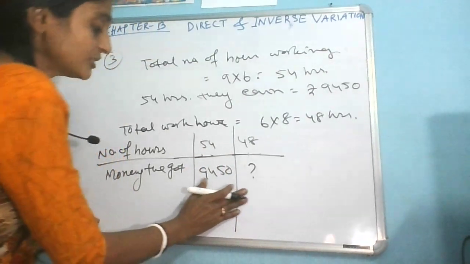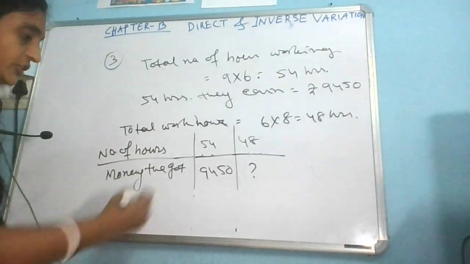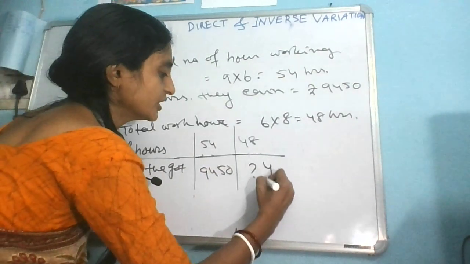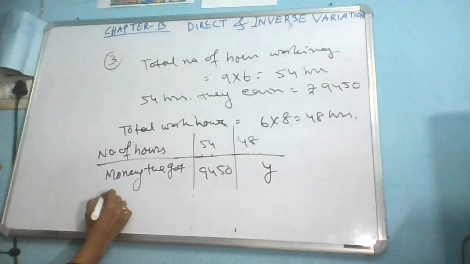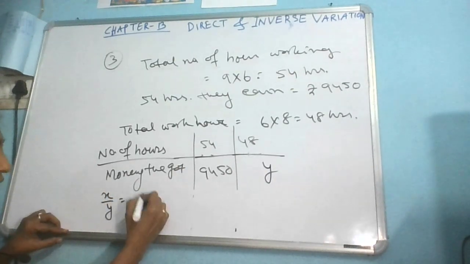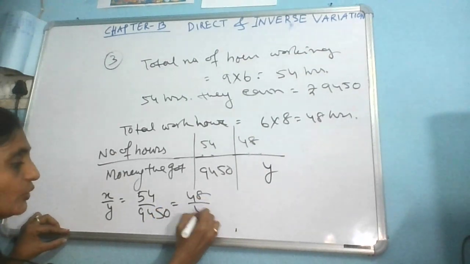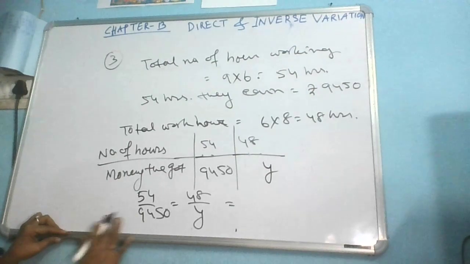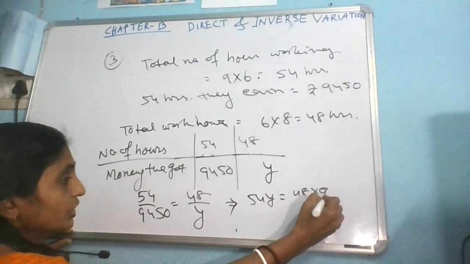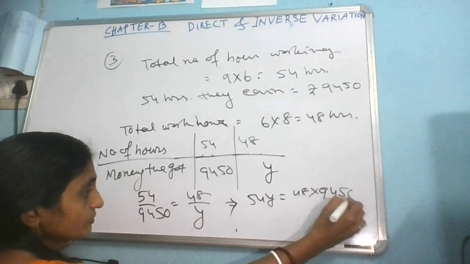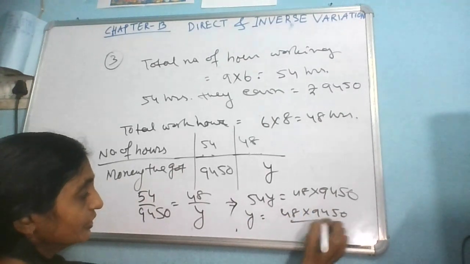So that means here which situation are we going to follow? Here we are going to follow that direct relation. So let's find out how much. If I am considering this one as y, so what will I get? In case of the direct variation, we know that it will be x by y equal to, here first one is 54 by 9,450, that is equal to 48 by y. We don't know what it is, so let's come to that one. Here it is 54y is equal to 48 into 9,450. So y equal to 48 into 9,450 divided by 54.